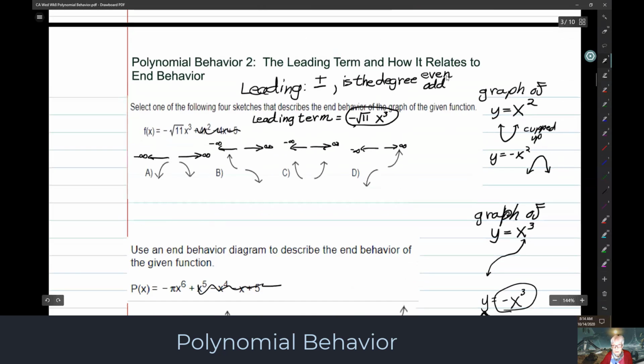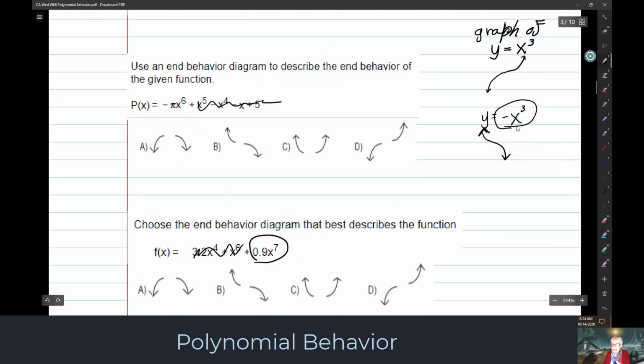So B is what this graph is going to look like way out at negative infinity and positive infinity. It'll go up on the left, down on the right, just like y equals negative x to the third. Forget the middle part and just look at the ends. Because that's all we're talking about here. We're not talking about what happens in the middle. We're talking about what happens at the ends.